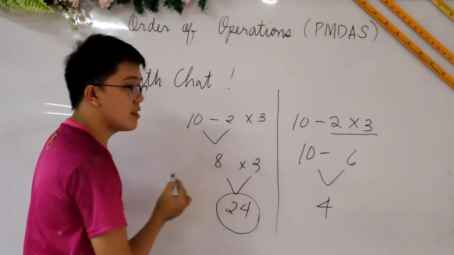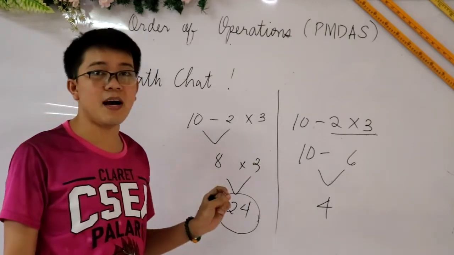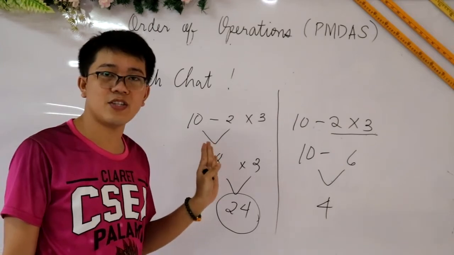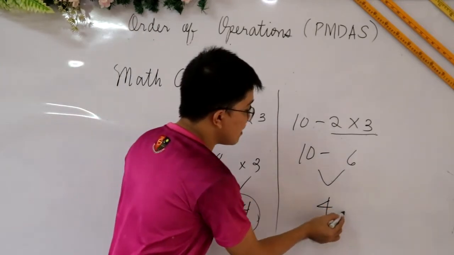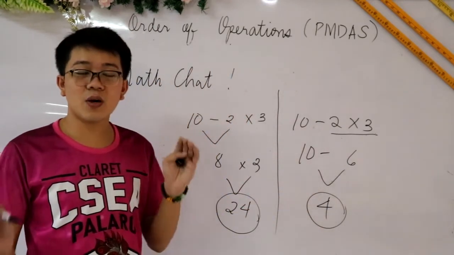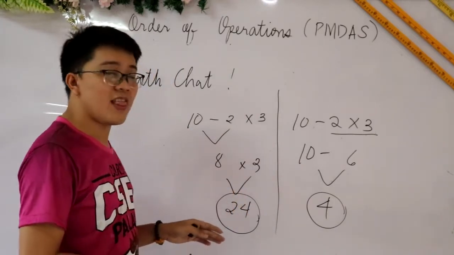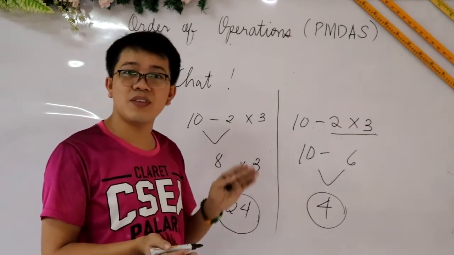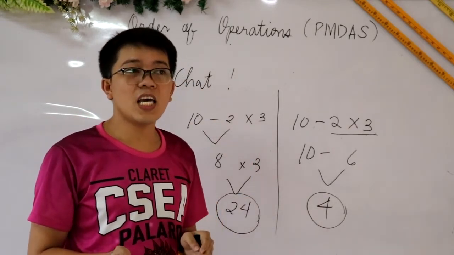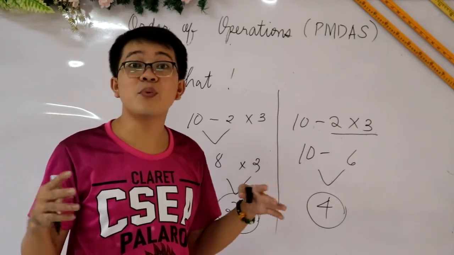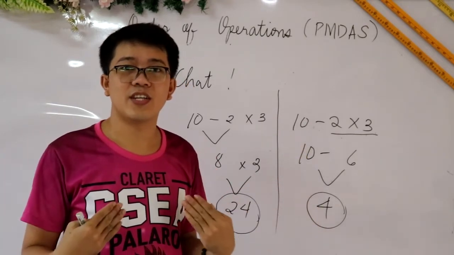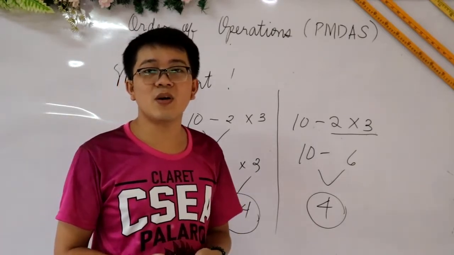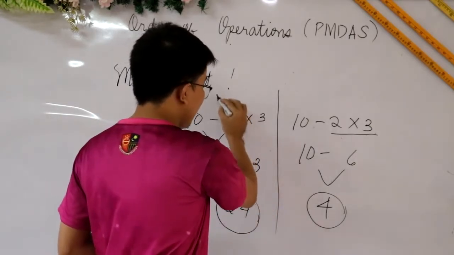Look at the answer of 24. This answer came up without following the correct order of operations. And this 4 here is the answer when we follow the correct order of operations. Look at the big difference between the two. So it is very obvious now that the correct order of operations will guide us all to come up with the same answer. Did you get me? Alright, so this is the importance of following the correct order of operations.